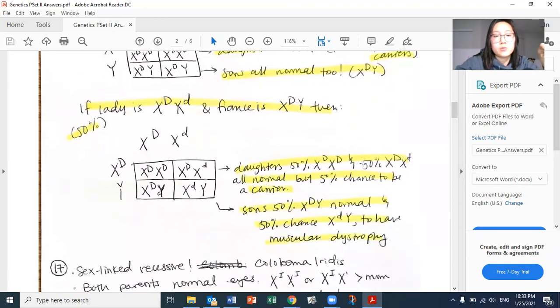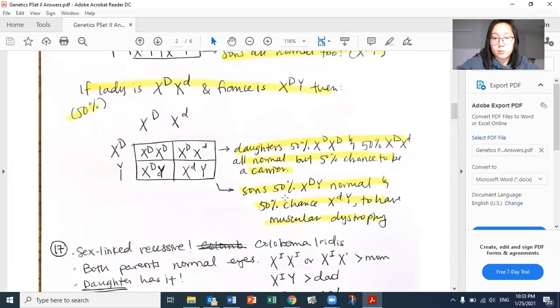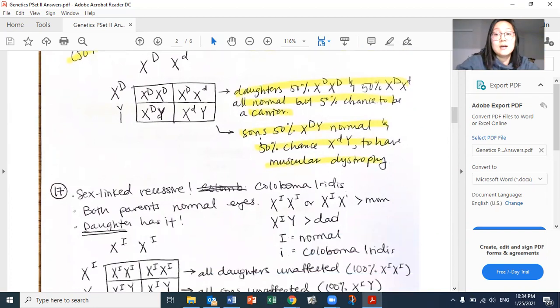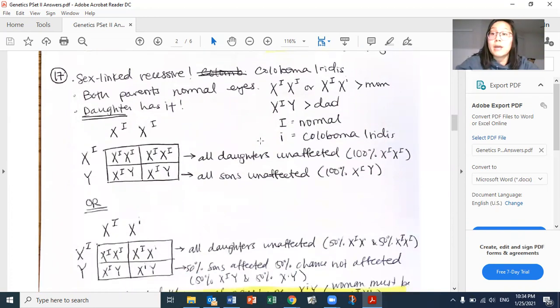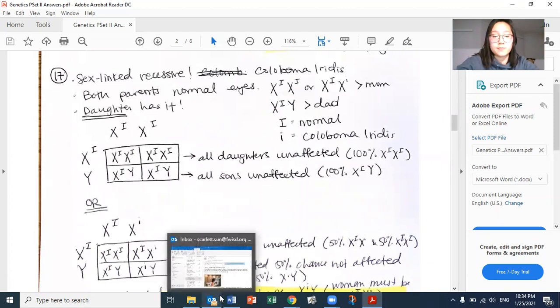However, if the lady was that 50% chance of getting X capital D and X lowercase d, and the fiance is still X capital D Y, then the daughters would have a 50% chance of being homozygous dominant and 50% chance of being carriers. Okay, here is where the hard-hitting part would be. Her sons would have a 50% chance of being normal, and they would also have a 50% chance of having muscular dystrophy, because the cross would end up being similar to her parents' cross originally that produced her and her brother. So that would be your answer that you would be telling her, because she's not sure exactly what she is, and there's no guarantee to what she is. So it's quite a long, big answer.